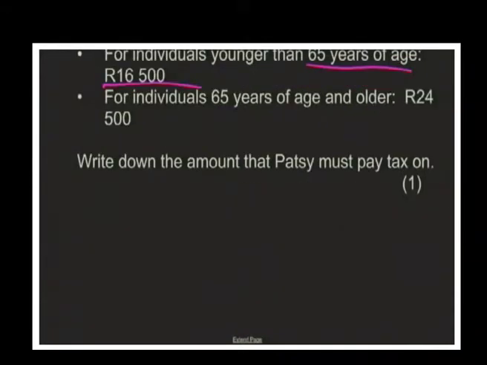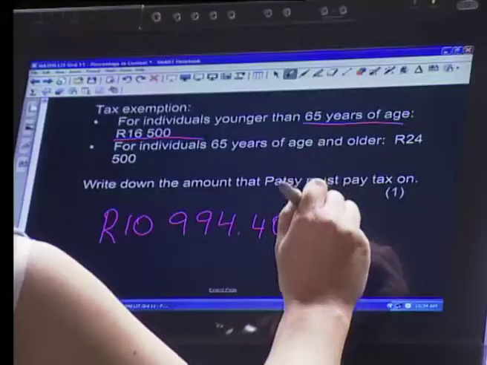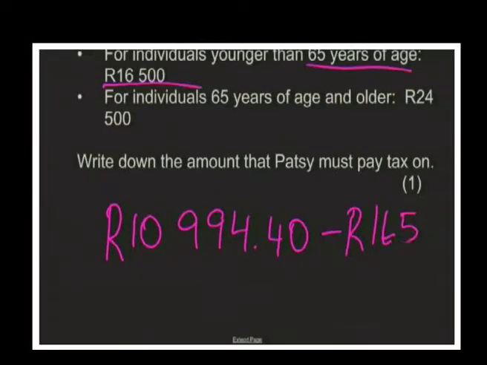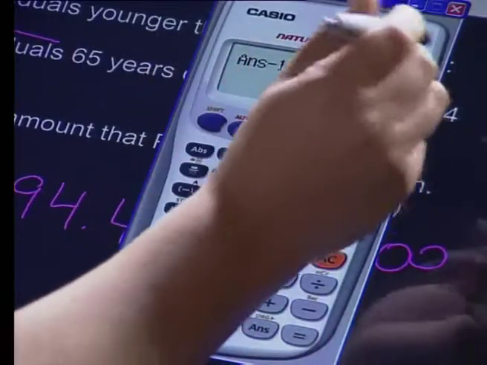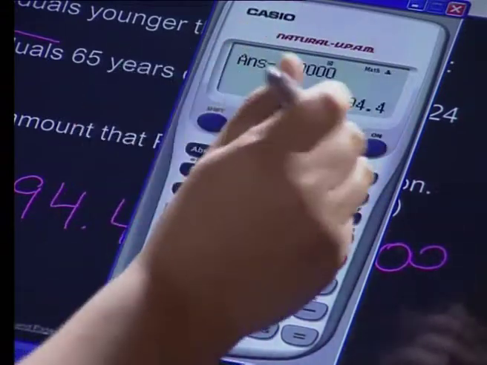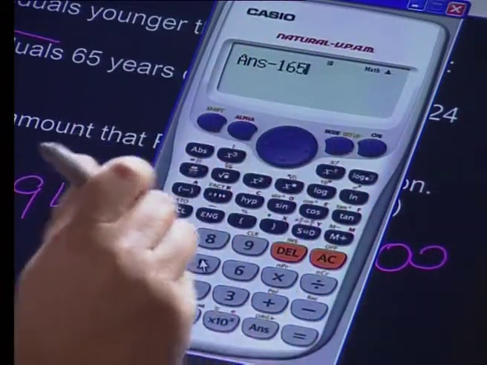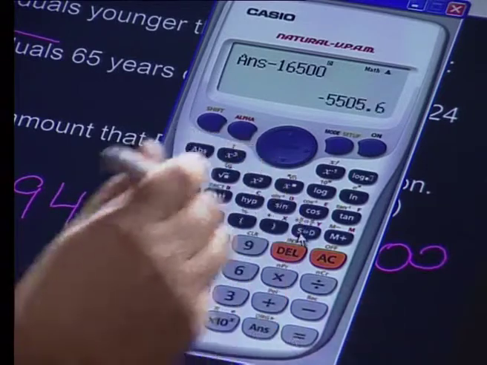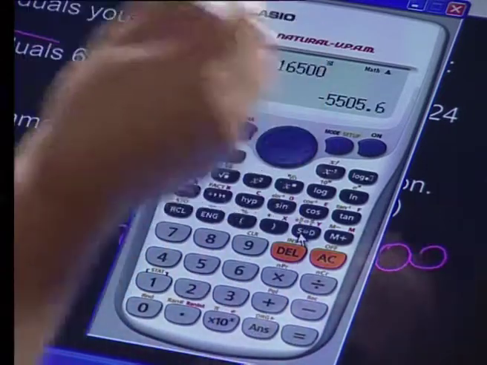We take the tax amount that she actually earned, which was 10,994 rand and 40 cents. That's what she earned. We're now going to minus the amount of the exemption. That doesn't look right. Let's try that again. Let's do that on our calculator. We have the amount that she earned in tax, and we're going to minus the exemption, 16,500, and you notice that we get a negative value.